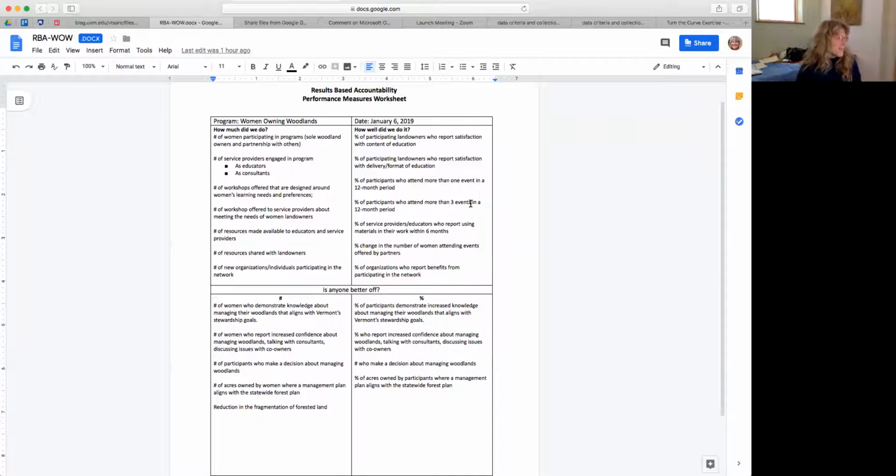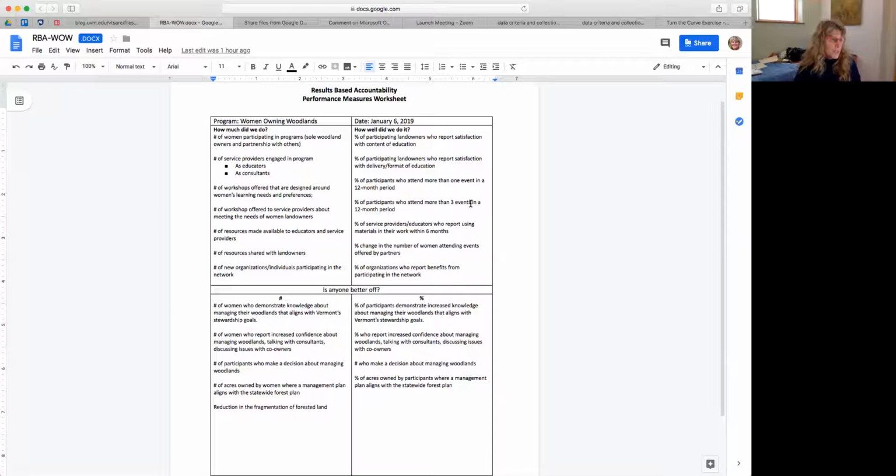So then I was counting workshops that are offered that are designed around women's learning needs and preferences. The number of workshops offered to service providers to help them do more. Resources made available both to service providers and landowners. And then the number of new organizations and individuals participating in the network. And that came from our group really seeing network building as a key part of the project. So how well do we do it?